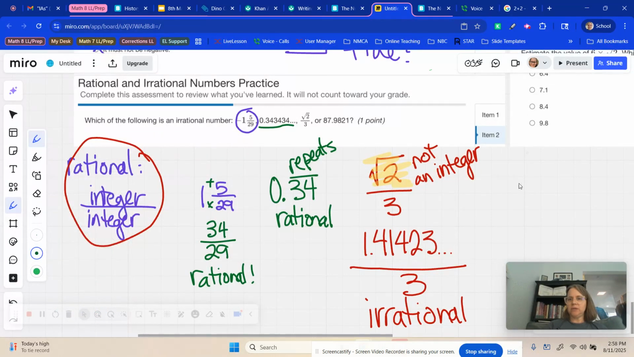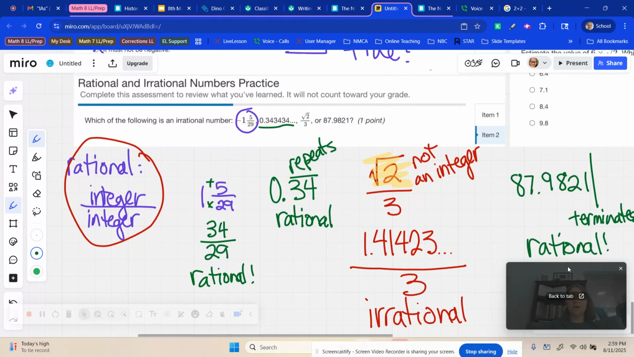The last one, 87.9821. This one ends. It terminates. Okay, so this is rational. So this guy here is the irrational number. That's the answer for your practice number 2.